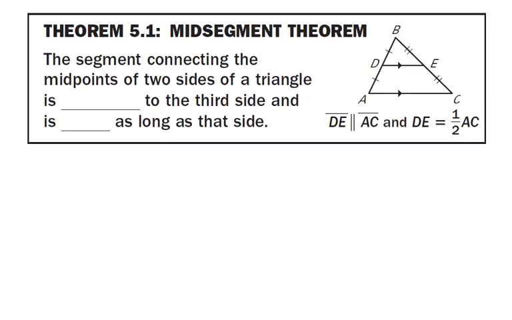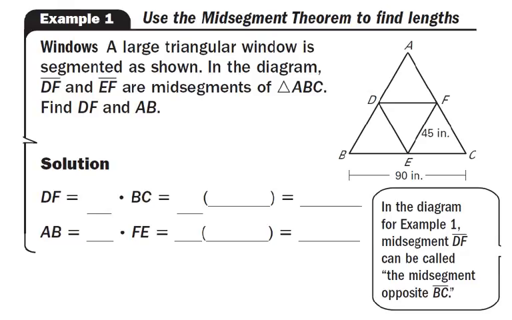So what the mid-segment theorem tells us is that a segment connecting the midpoints of two sides of a triangle is parallel to the third side and it is half as long as that side. So looking at our picture here, if DE were 6 units long, we would know that AC is 12. And that's our mid-segment theorem.